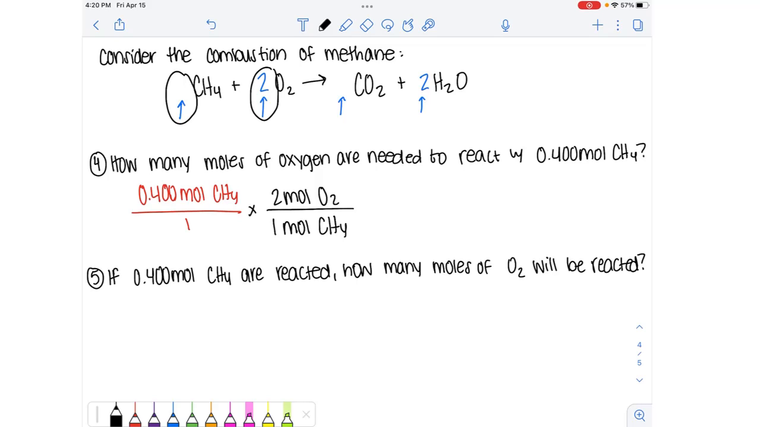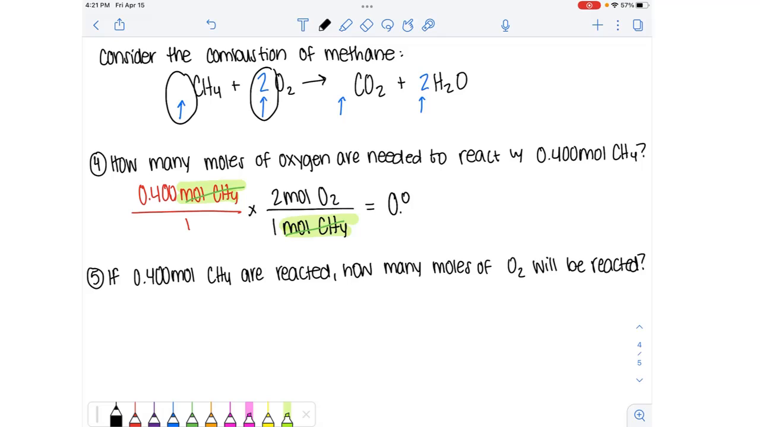Why did I set up my conversion this way? Why did I put 2 moles of oxygen in the numerator? That's because I need my units to cancel. So by setting it up so that moles of methane are in the denominator, I can get them to cross cancel with the moles of methane in the numerator from my first known ratio, my first known fraction. So here I can cross cancel these things. 2 times 4 is 8, which means 2 times 0.4 is 0.8.